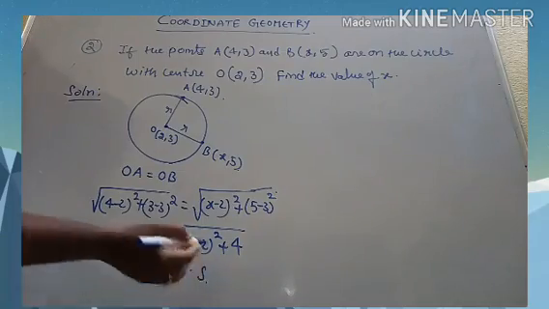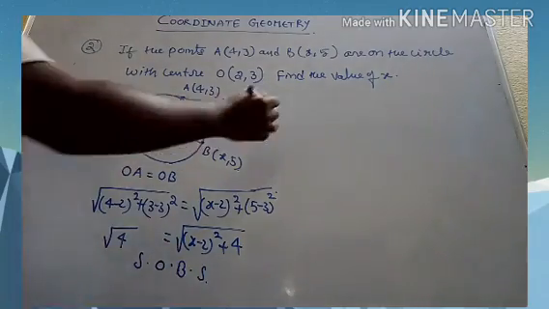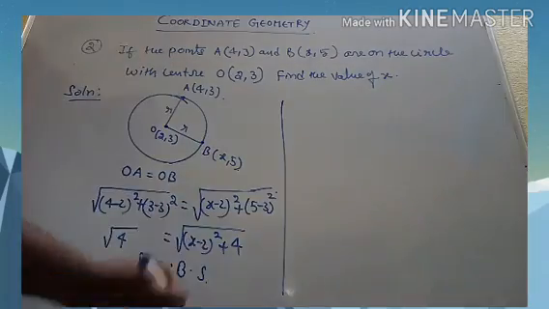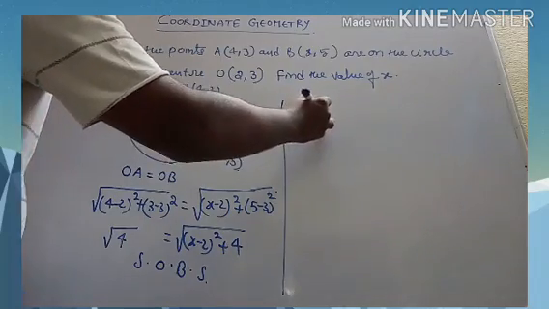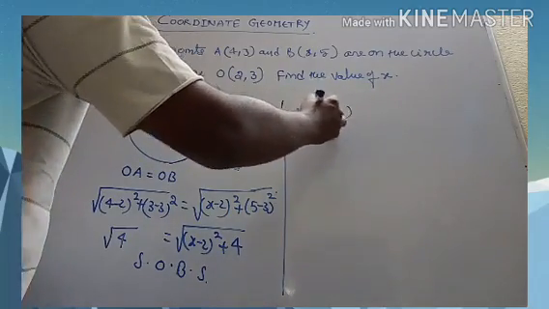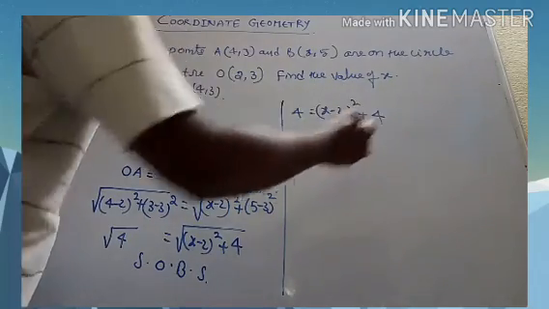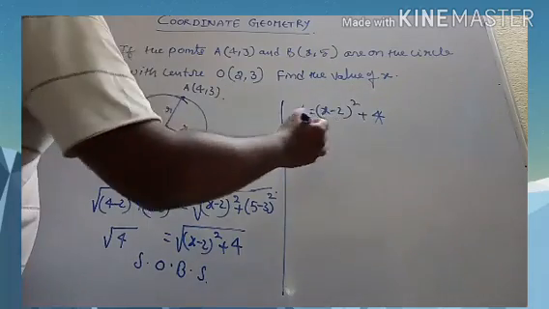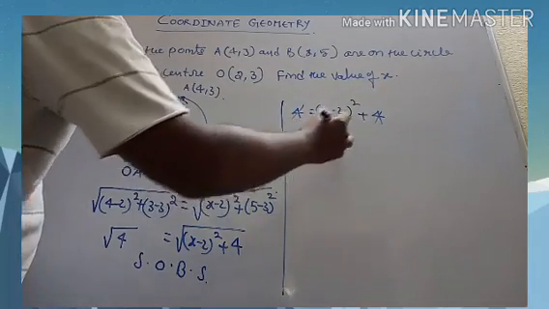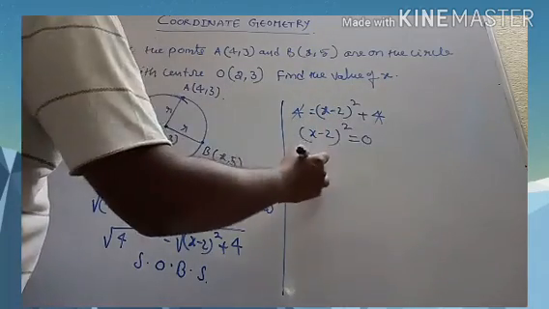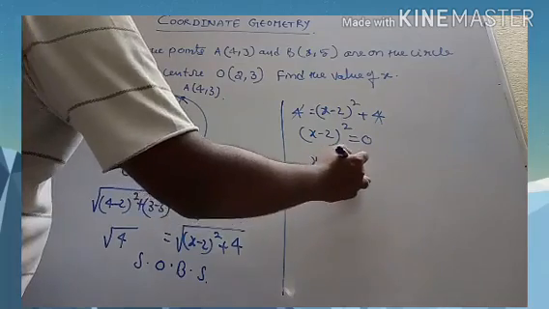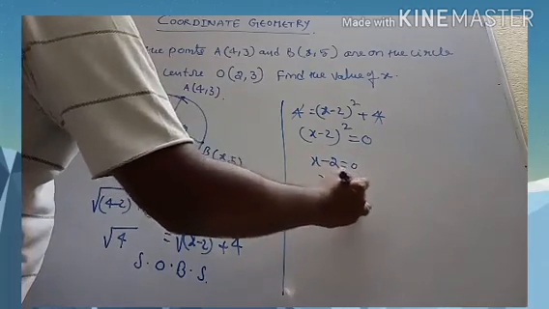That means squaring on both sides. If you do, what you will be getting is 4 equal to (x minus 2) whole square plus 4. And this 4 we can cancel, that means (x minus 2) whole square is equal to 0 you have got. That means x minus 2 equal to 0, x equal to 2 comma 2.